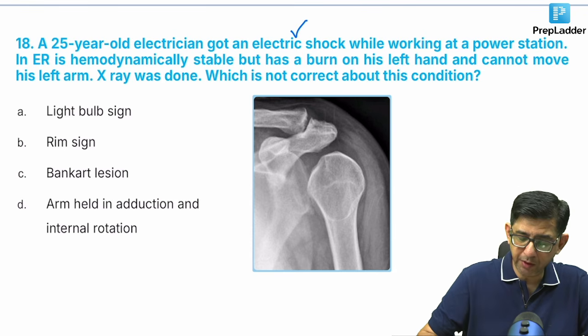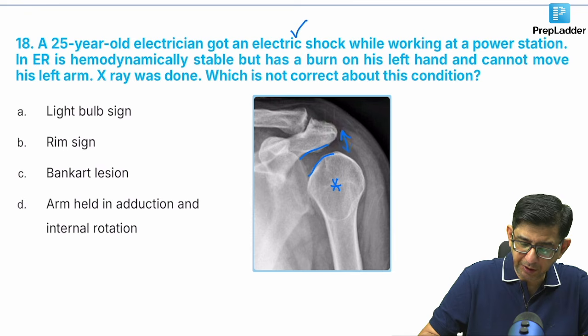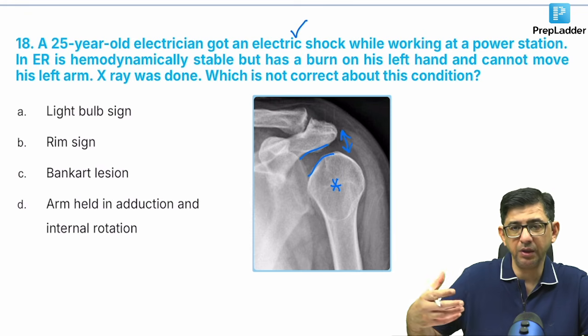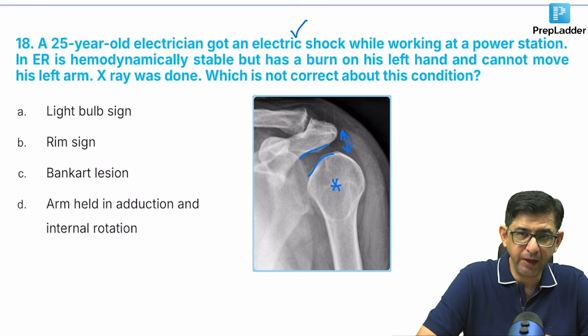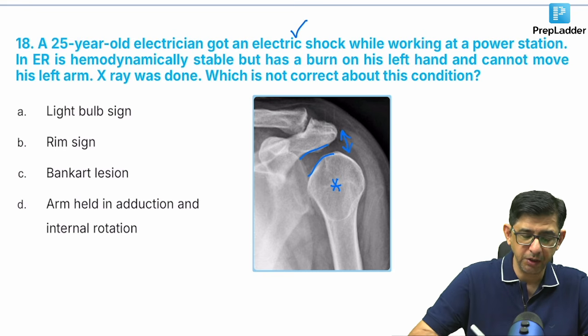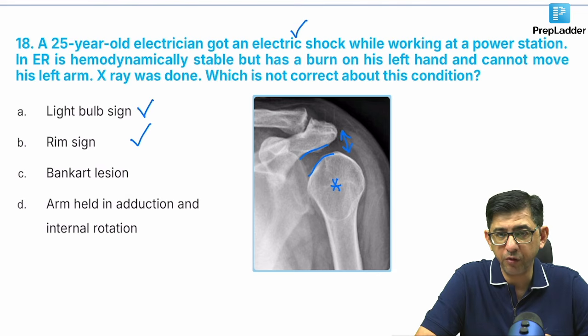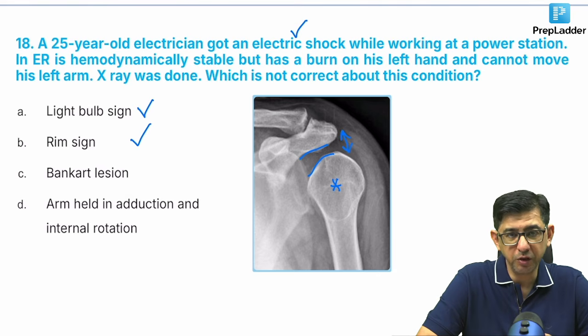So light bulb sign you are already identifying. Then is rim sign. Rim sign means this gap will become very prominent. This intra-articular gap will increase because the head of the humerus has been dislocated from its original position. So the gap between the head of the humerus and the labrum of the scapula, that gap will tend to increase. So rim sign and light bulb sign are features of posterior dislocation of the humerus, posterior dislocation of the shoulder.